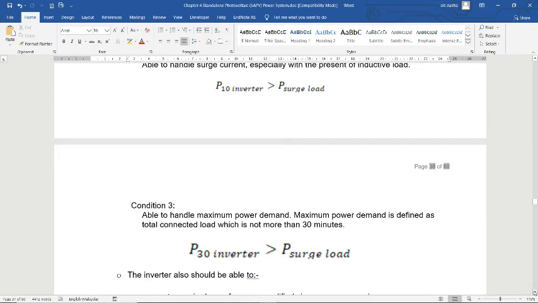Condition 3, able to handle maximum power demand. Maximum power demand is defined as total connected load which is not more than 30 minutes. Okay, so this one is 10 minutes, this one is 30 minutes. So this is the maximum power demand. So the inverter can handle the P surge load for not more than 30 minutes.